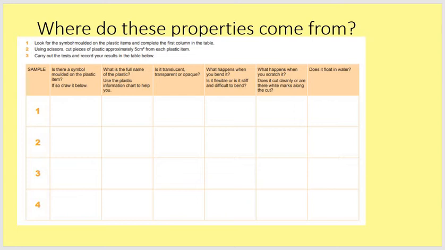There comes the vocabulary from the previous slide: translucent, transparent or opaque. You have to decide for each of those. Then you have to try bending it. Is it flexible? That means it will bend easily. Is it stiff? That means it is resistant.